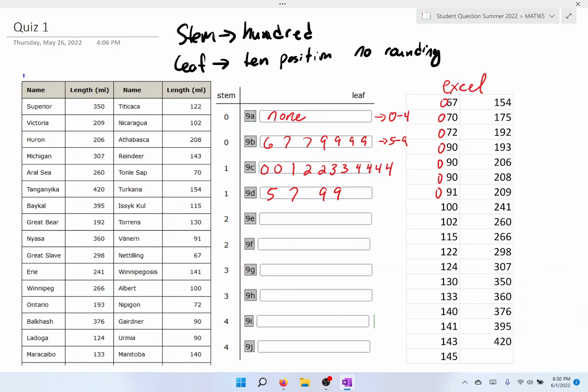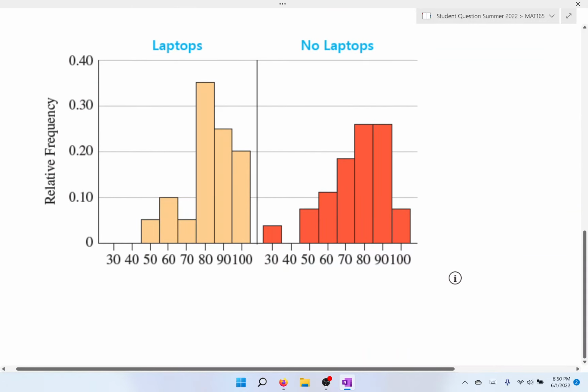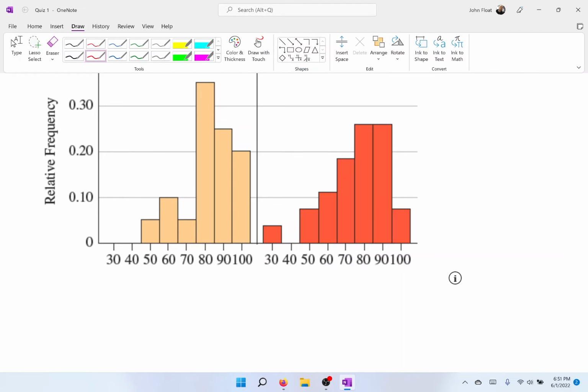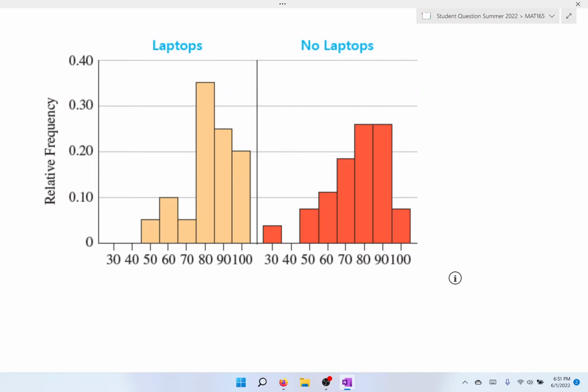The second question that I got a lot of questions about was the laptop versus no laptop. And more importantly, this dealt with skewness. Okay. Now, you got to be careful when you're talking about skewness. All right. The easiest way visually for me to describe what skewness is, just look at your feet.